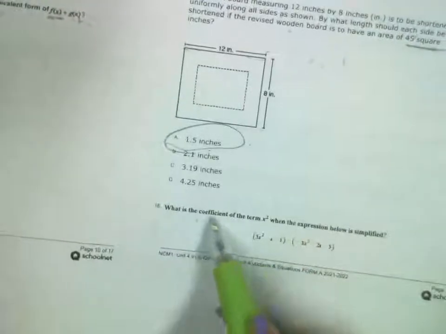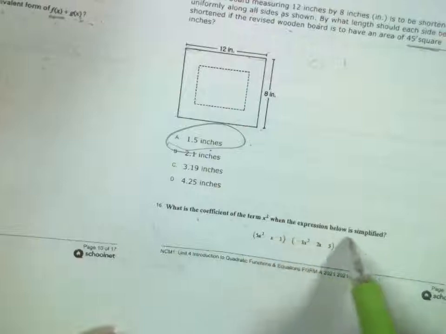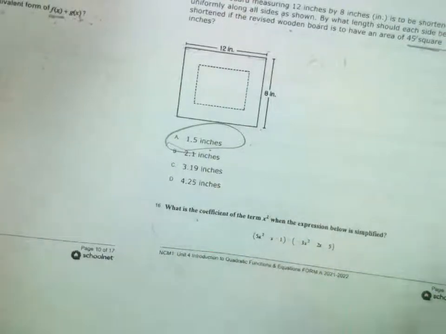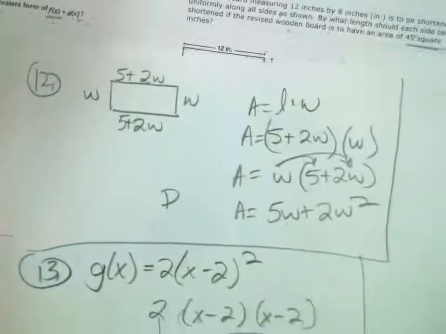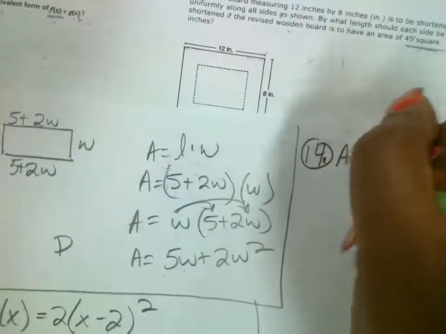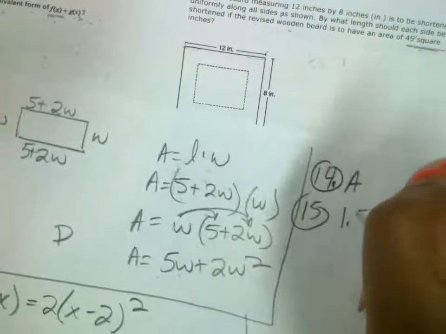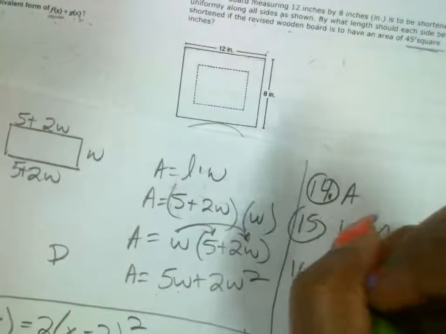All right. What is the coefficient of the x squared term when the expression is simplified? So we have to simplify that one. This one's 15. Oh, and I forgot to write these down. We did most of those in the calculator, but go back and write 14 is A, and 15 we just found is 1.5 inches.